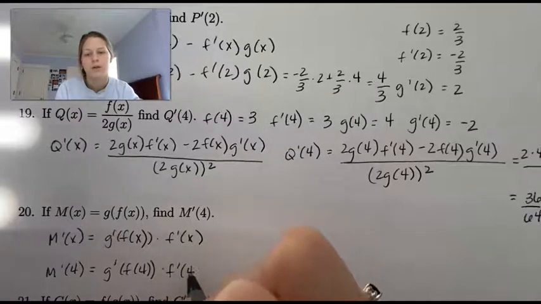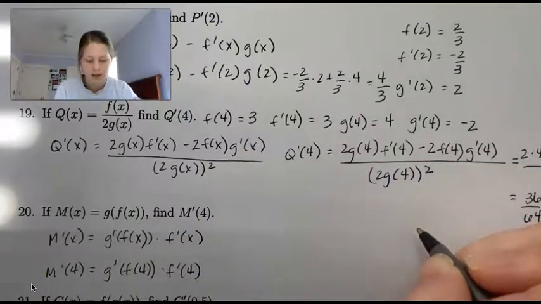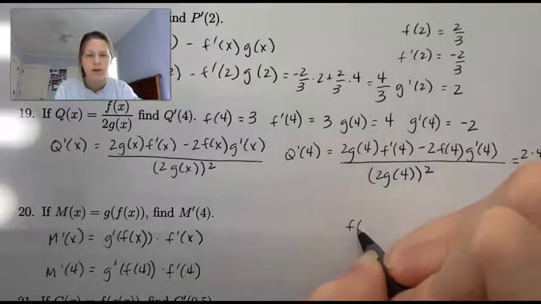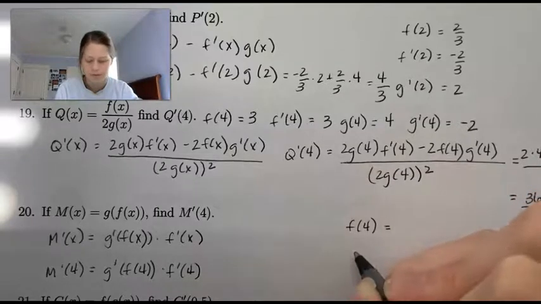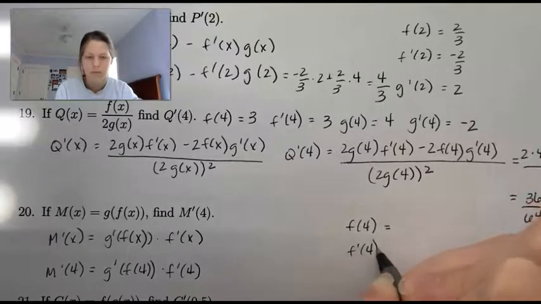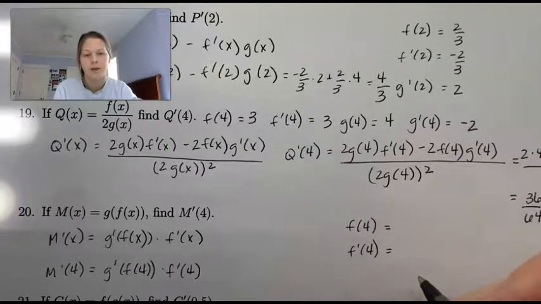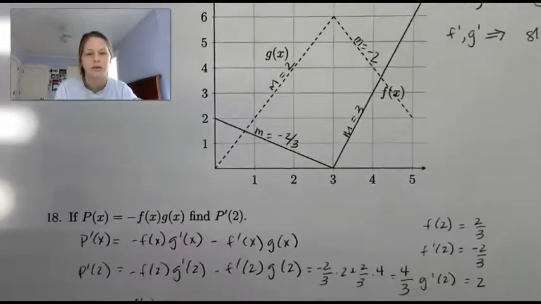And so in order to find the values to plug in for this equation, we're going to need to use the graph to find f of 4, f prime of 4, and g prime of 3 we'll also need, which you can't tell we'll need that yet, but hint, f of 4 is 3, so we'll need that one.